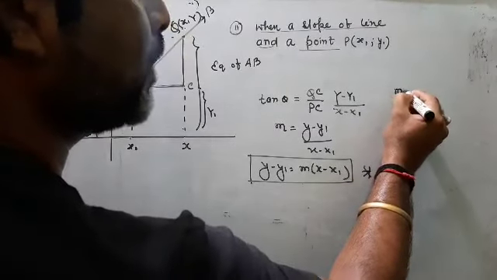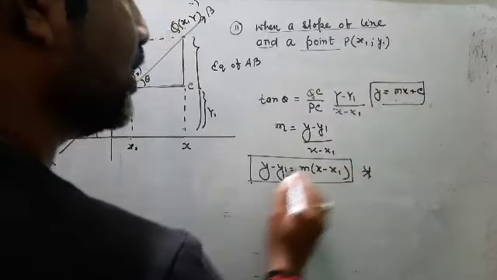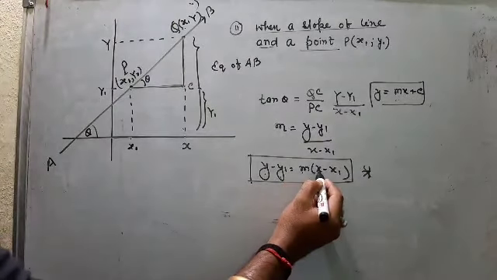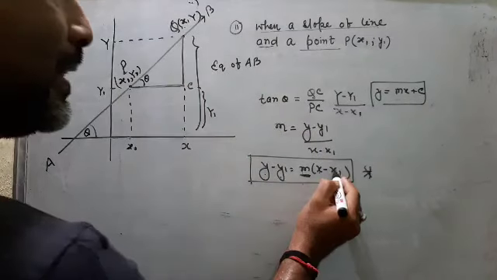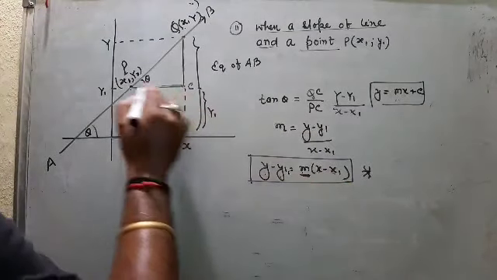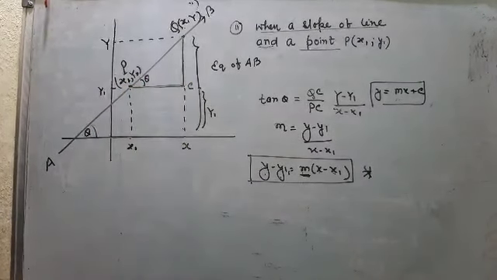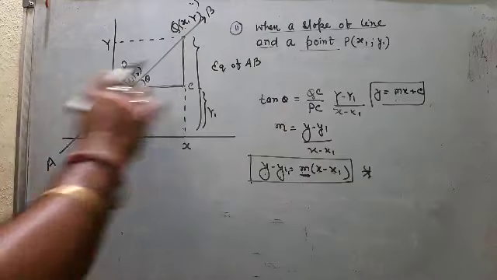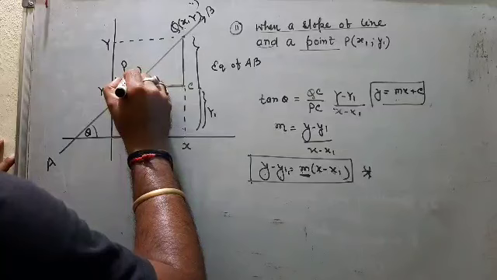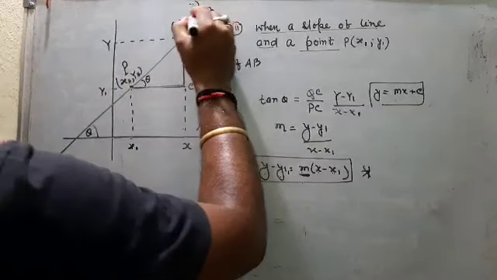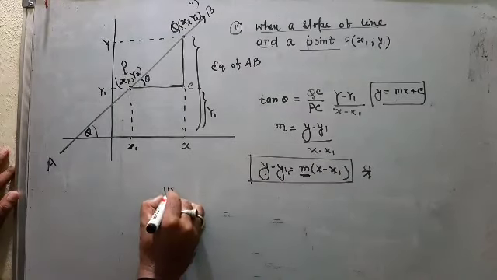One formula is y is equal to mx plus c, and second, y minus y1 is equal to m whole x minus x1, where m is what? Slope, and this x1 y1 is the point given P. Okay. Now, third point. Third point is like this. If two points are given, suppose P is x1 y1 and Q is x2 y2.